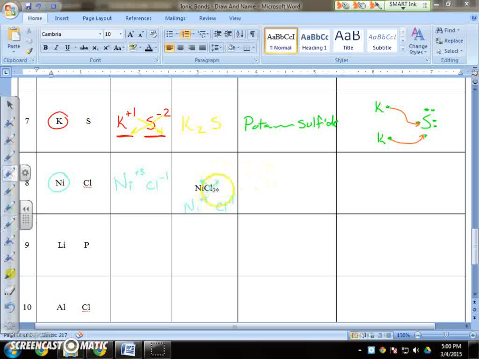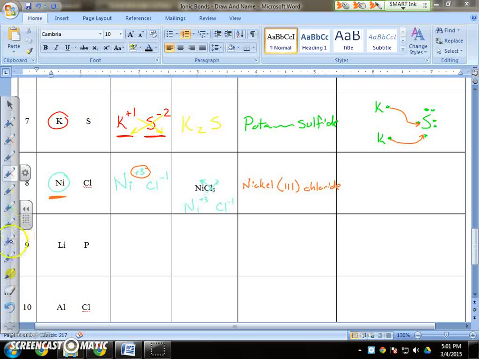Now, in this set, I know that nickel happens to be a transition metal. So I need to include something in parentheses, a specific Roman numeral. And I know that Roman numeral is going to be 3 because we're dealing with the oxidation number in parentheses. So 1, 2, 3. I know I've got nickel. I know that the backside is going to be chloride. Chloride. And then from there, I need to draw this whole thing out.